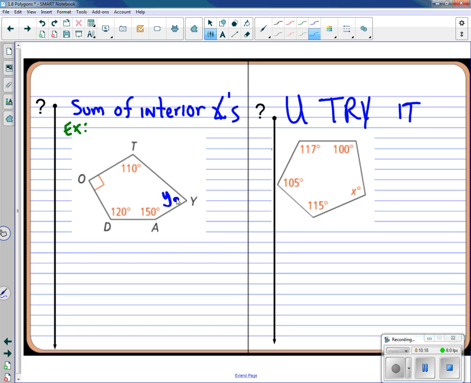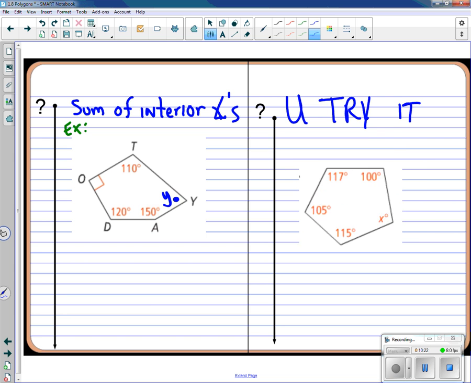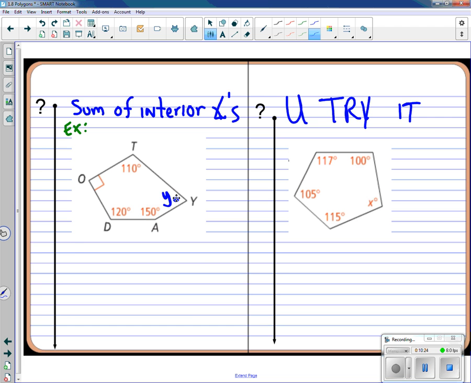So let's start there first. Now you're going to be doing this on your own, so just watch me and write it in your notes. Let's look at the sum of the interior angles. That's going to be 180 times n minus 2. That's where we're going to start. Let's calculate that number first.